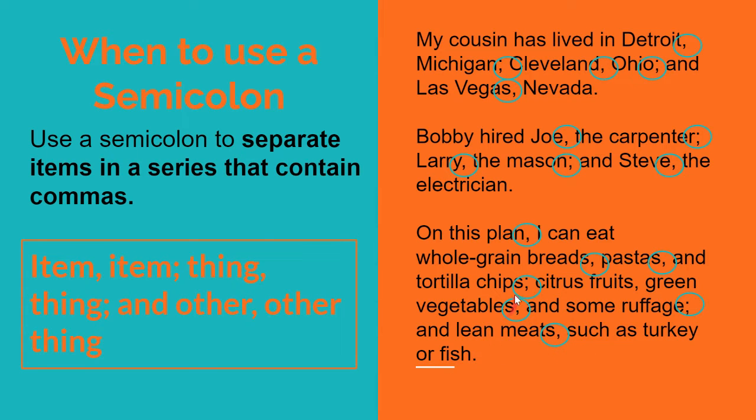So the items are separated by type with the semicolons, and the items inside the list items have commas. So using the semicolons helps make it easier for your reader to understand.